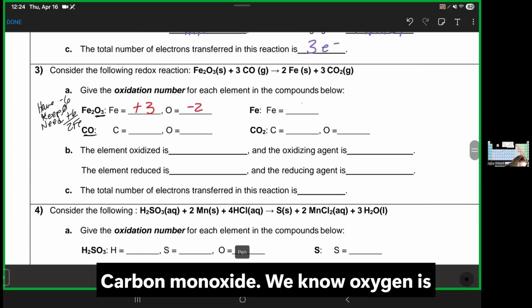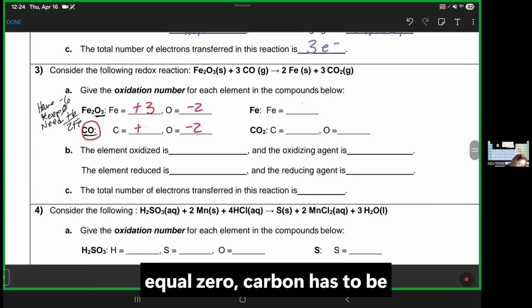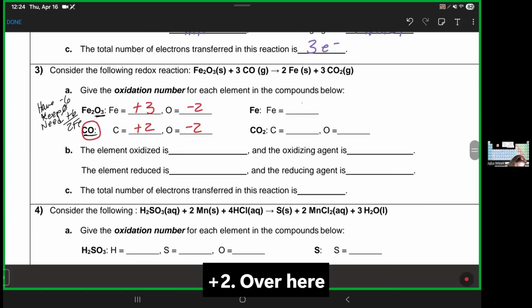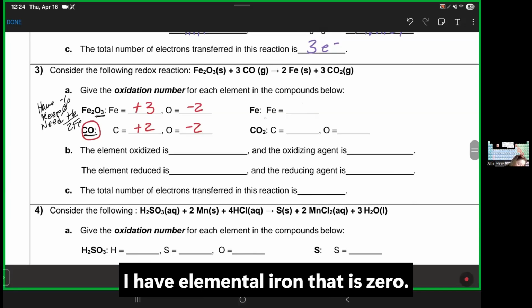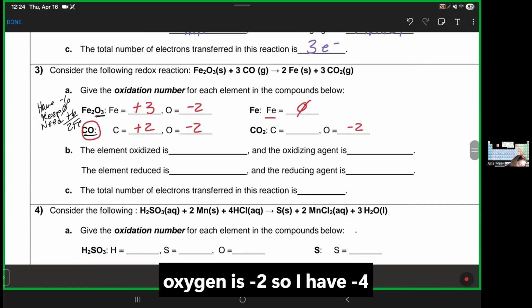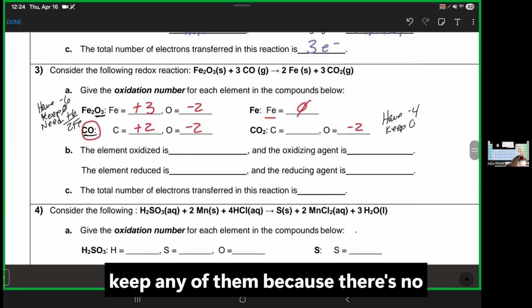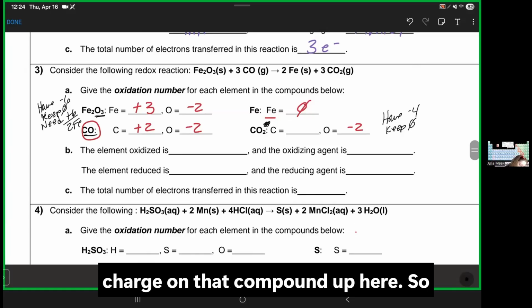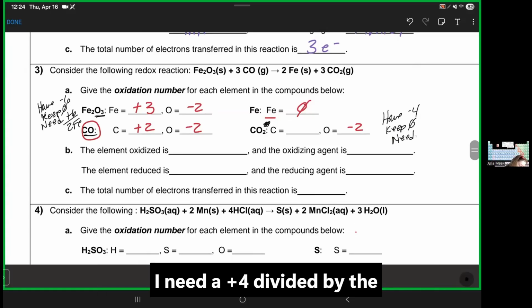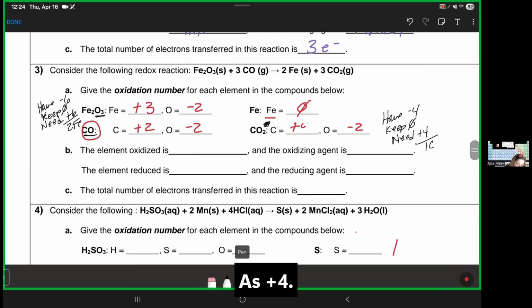Carbon monoxide, we know oxygen is -2. For that whole thing to equal 0, carbon has to be +2. Over here, I have elemental iron, that is 0. And in carbon dioxide, we know the oxygen is -2. So I have -4 from the oxygens. I don't want to keep any of them because there's no charge on that compound up here. So I need a +4 divided by the 1 carbon that's there. So that carbon is +4.